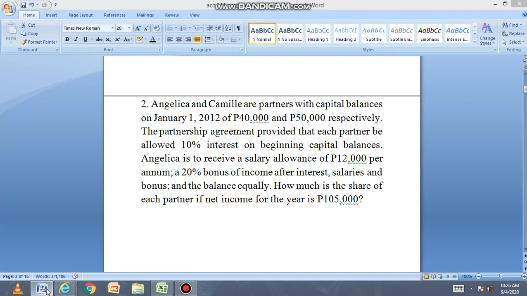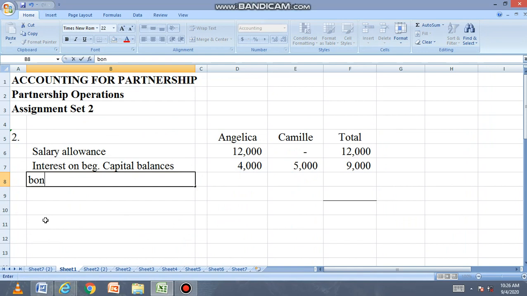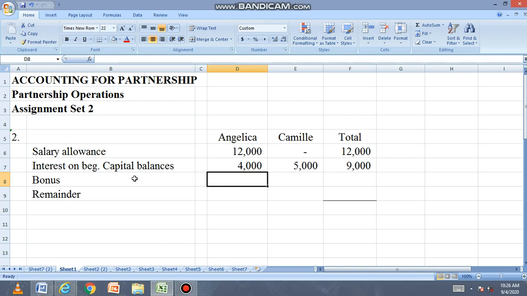Then bonus, then remainder. Tandaan natin na itong bonus ay bibigay lamang kapag may profit si partnership. Remainder is equally. Tapos, 105 daw ang total profit na i-allocate. So, dapat lahat ng ito 105 ang maging total.